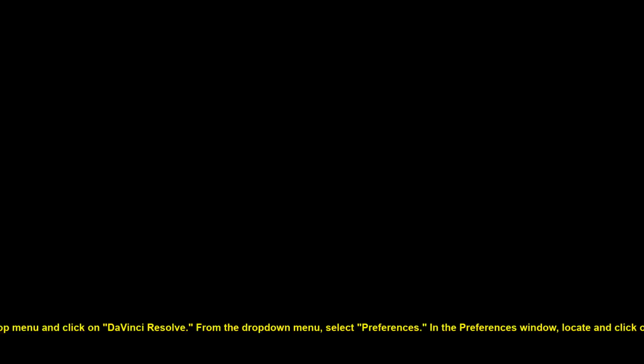Once opened, navigate to the top menu and click on DaVinci Resolve. From the drop-down menu, select Preferences. Here, you'll find the LUTs section where your installed LUTs are listed. Take note of the folder path displayed under the LUTs directory.